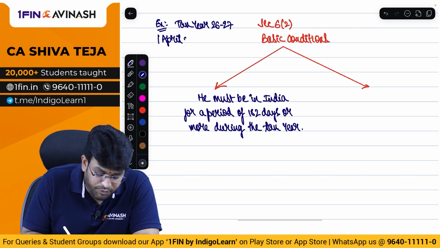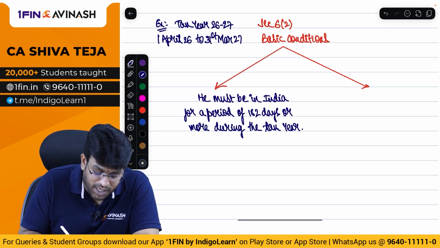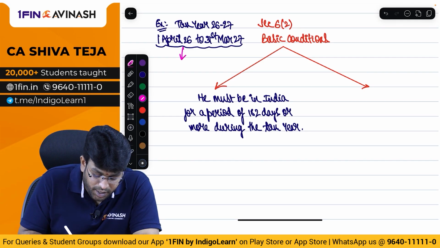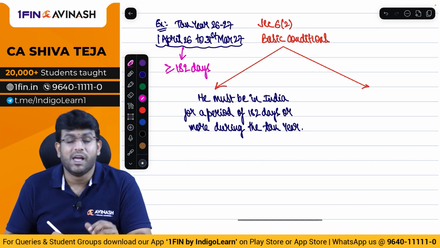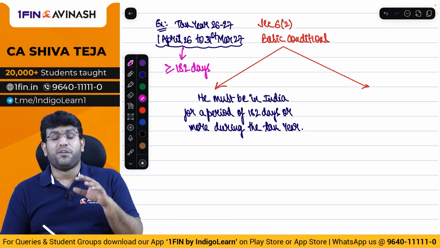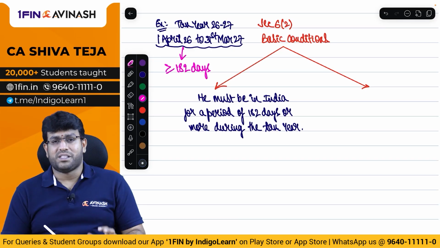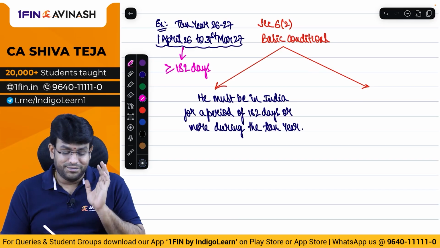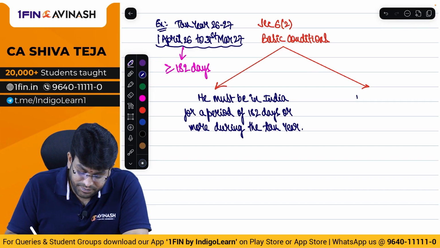That means 1st April 26 to 31st March 27. In this period, if he is there in India for greater than or equal to 182 days, we will treat him as a resident. And don't ask, sir, what will happen if he is a resident? What will happen if he is not a resident? That we'll talk in detail, don't worry. Next, other side.